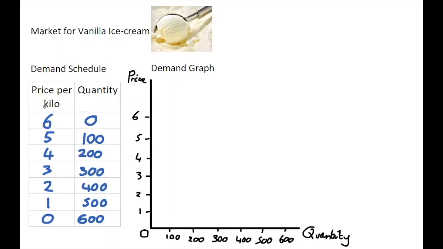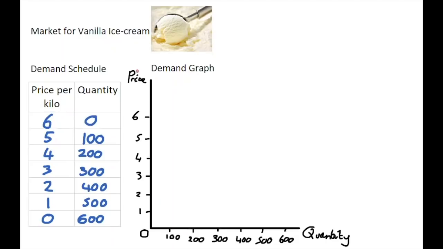So we have a price per kilo of €6 here on the left hand side, and at that level the quantity demanded is 0. We see as the price drops down to 5, the quantity demanded increases, and that keeps on happening as we drop the price level even further. More people are both willing and able to buy the product, right down to a total market size here of 600. So what we want to do is try and translate that information from our schedule onto a graph.